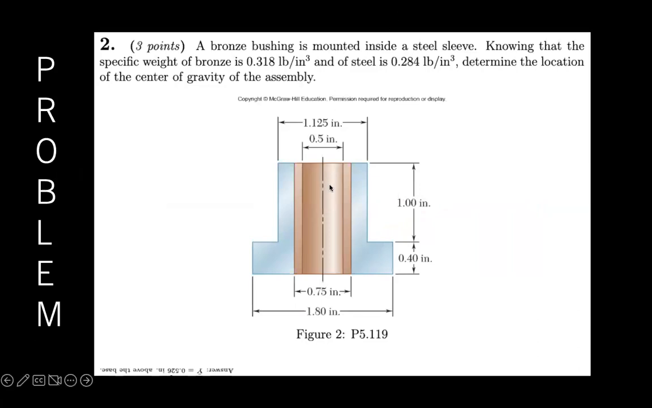This is the problem statement. A bronze bushing is mounted inside a steel sleeve. Knowing that the specific weight of bronze is 0.318 pounds per inches cubed and of steel is 0.284 pounds per inches cubed, determine the location of the center of gravity of the assembly. So we want to determine the location of the center of gravity of the assembly.